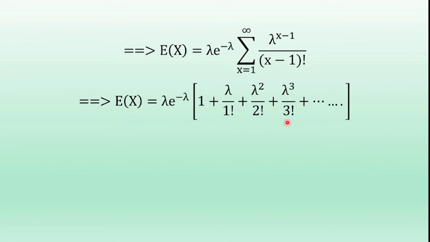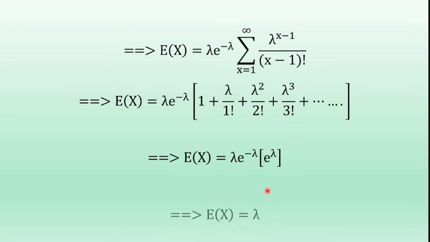The term within the bracket is the expansion of e power lambda. So expectation of X is equal to lambda e power minus lambda into e power lambda. E power lambda into e power minus lambda is e power minus lambda plus lambda, and minus lambda plus lambda is 0, e power 0 is 1. Therefore expectation of X is equal to lambda. This is the expression of the mean value of the Poisson random variable.